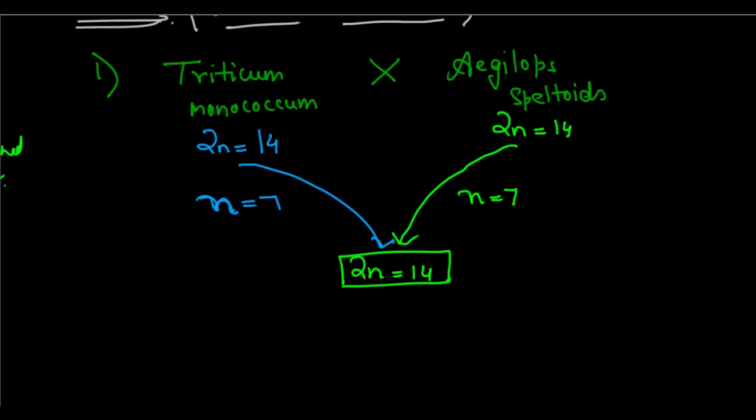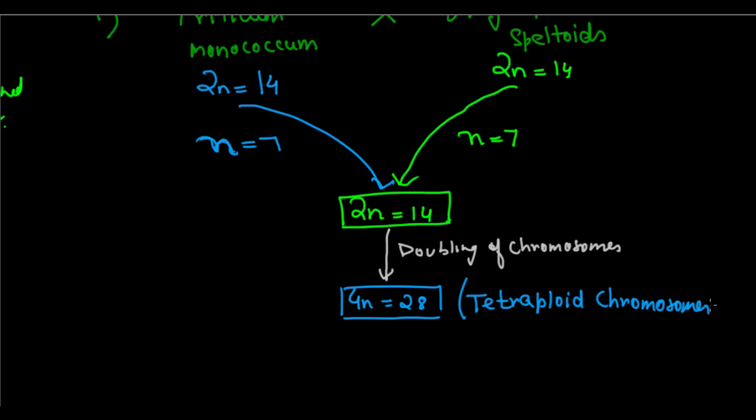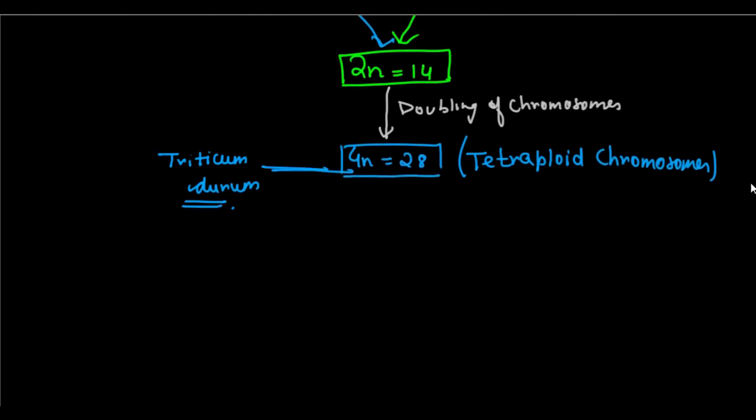Now, the next thing we do is double the chromosomes. Now, this is done manually, so doubling of chromosomes. Now, we double the chromosomes, and then we get another organism, you can say plant, with 4n chromosomes equal to 28, which is a tetraploid organism. Right? It has 4 chromosomes in sets of 4. So it's a tetraploid organism, and the name of this was kept as Triticum durum. Again, a type of plant, right? A part of the wheat family. So Triticum durum, right? So that was the first step.